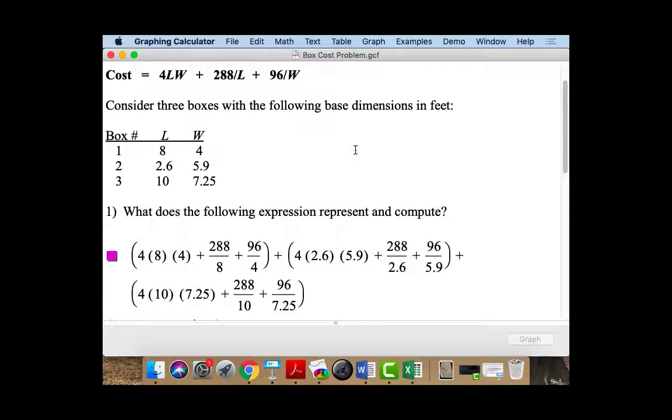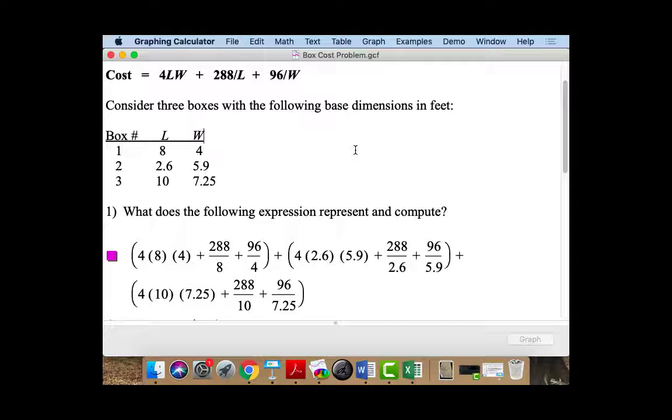So 4LW plus 288 over L and 96 over W. So this has 8s and 4s in place of L's and W's. This one is the same but 2.6s and 5.9s. And this is the same but 10s and 7.25s.